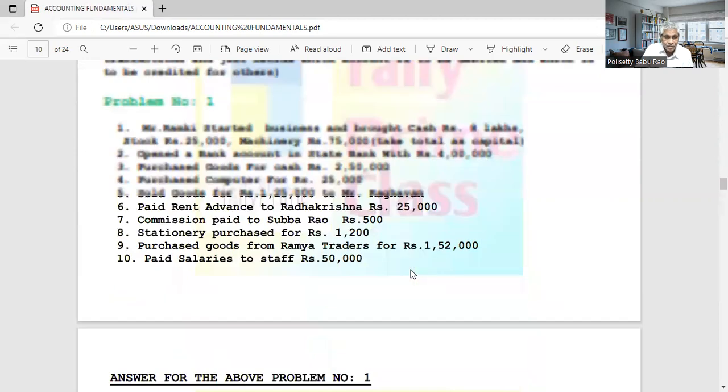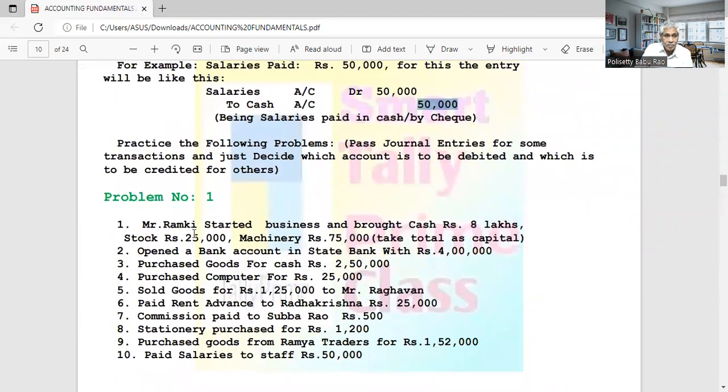Okay. Now see here. Mr. Ramki started business and brought cash of 8 lakhs. It's given completely, not the balance in cash. He brought cash of 8 lakhs, stock 25,000 and machinery 75,000. Total capital only. So 8 lakhs plus 25,000 plus 75,000 means a total of 9 lakhs. So he brought capital into the business of 9 lakhs.